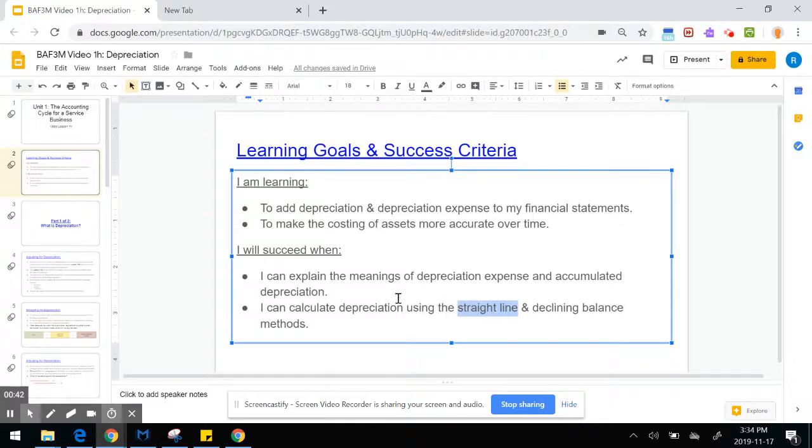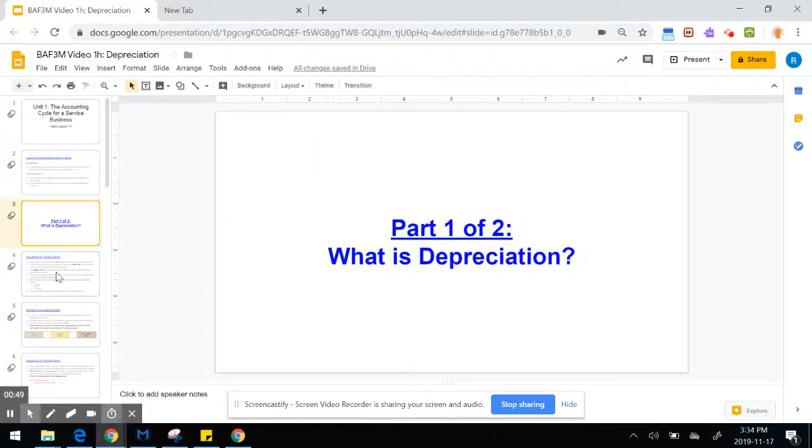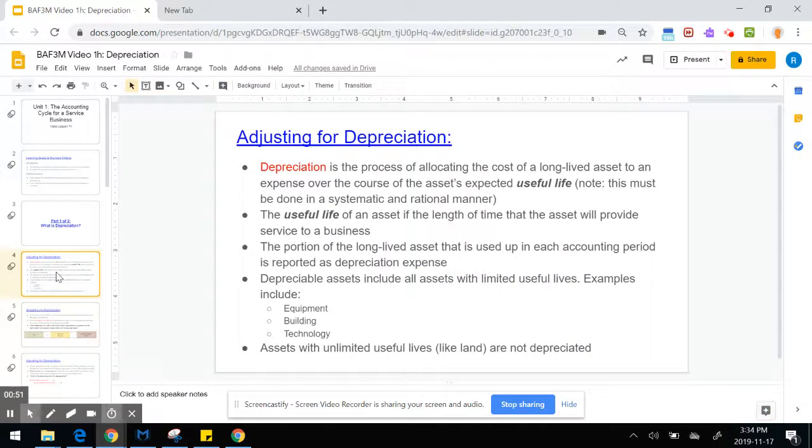In part one of this video, you're going to learn straight line method. In part two, you're going to learn declining balance method. All right. So first things first, I'm going to get into what is depreciation and how to use just the straight line method to calculate it.